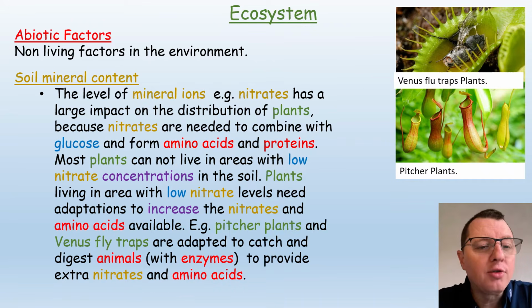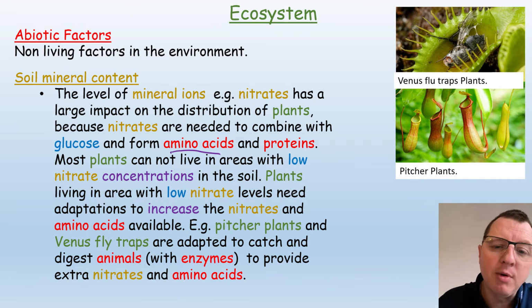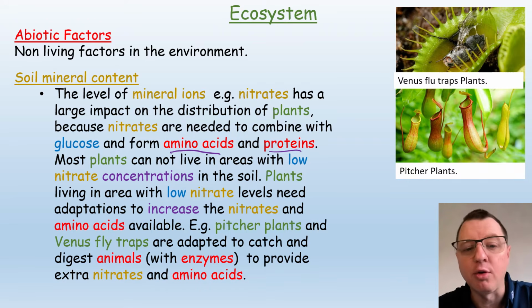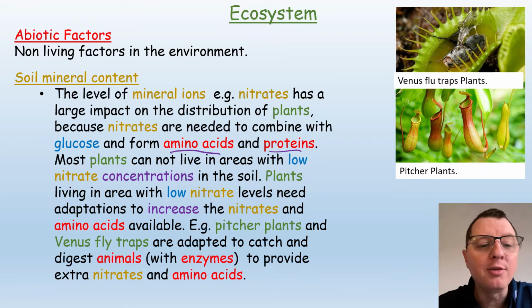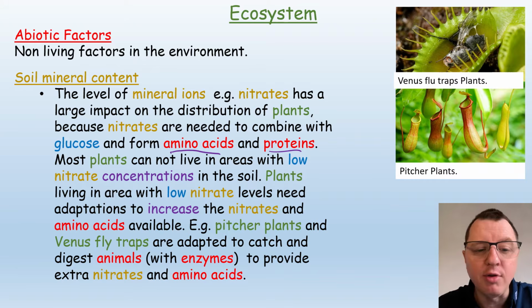Next on our list is soil mineral content. The level of minerals in the soil, like nitrates, will have a large impact on the distribution of plants because nitrates are needed to combine with glucose to form amino acids and therefore proteins. Most plants cannot live in areas with low nitrate concentrations in the soil. Plants living in areas with low nitrates need to have adaptations to be able to increase the nitrates and therefore the amino acids available to them.